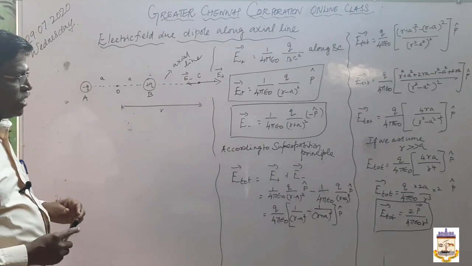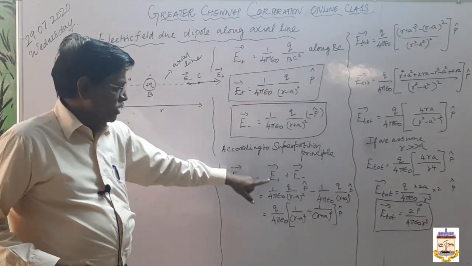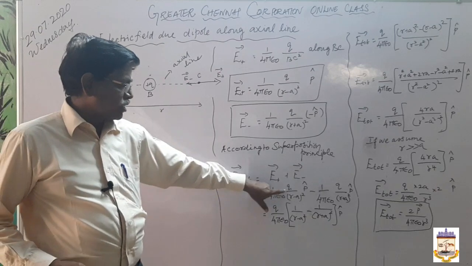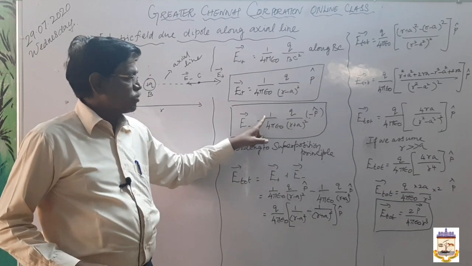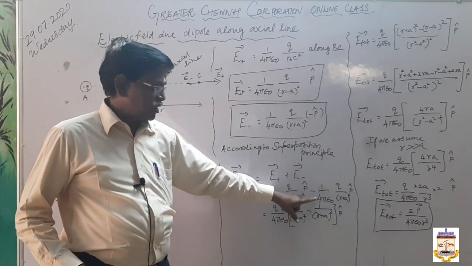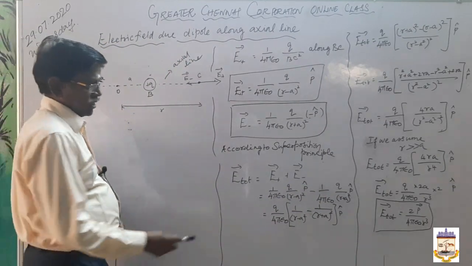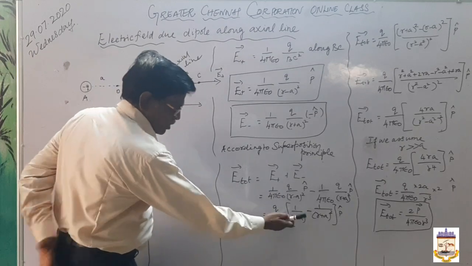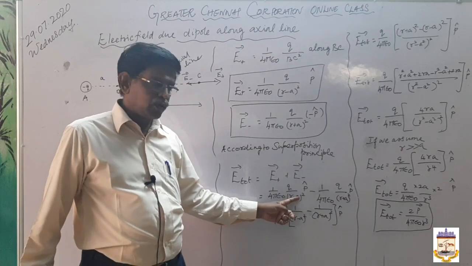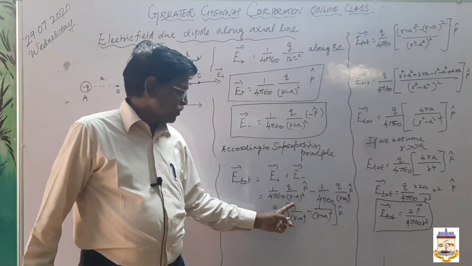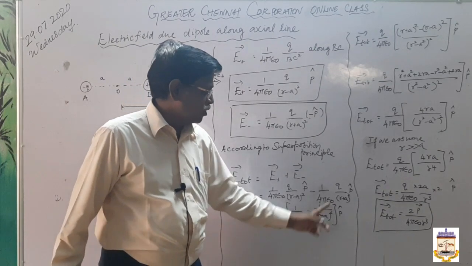Next, according to the superposition principle, if two vectors are acting, you have to add the vectors. So E equals 1 by 4 pi epsilon 0 q by (r minus a) whole square p cap, then minus 1 by 4 pi epsilon 0 q by (r plus a) whole square p cap. Take the common terms outside: 1 by 4 pi epsilon 0 and q are common, so q by 4 pi epsilon 0 is taken out. Take the LCM: 1 by (r minus a) whole square minus 1 by (r plus a) whole square, p cap.